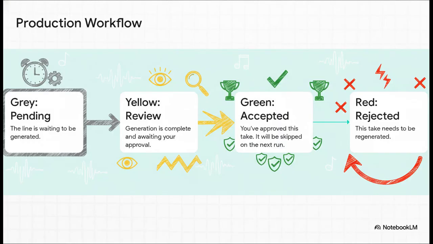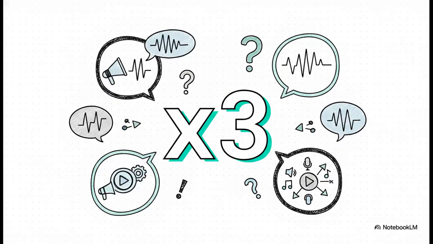And what makes this workflow so incredibly efficient is this simple color-coded system. Lines start out gray, meaning they're waiting to be generated. Once they're done, they turn yellow, which means they're ready for you to listen. From there, you just mark them green for accepted or red for rejected. And here's the smart part. When you hit generate again, it only redoes the red ones. It's so fast.